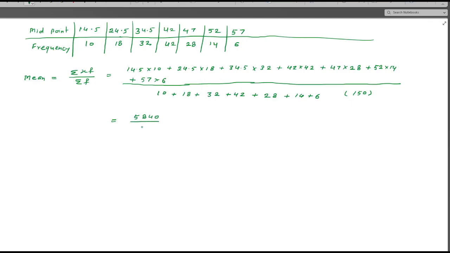5840 divided by 150 will give you 38.9. Actually it is 38.9333 and so on, but in three significant figures this is okay. So on the next line I will write this is equal to 38.9, three significant figures. This is the mean.